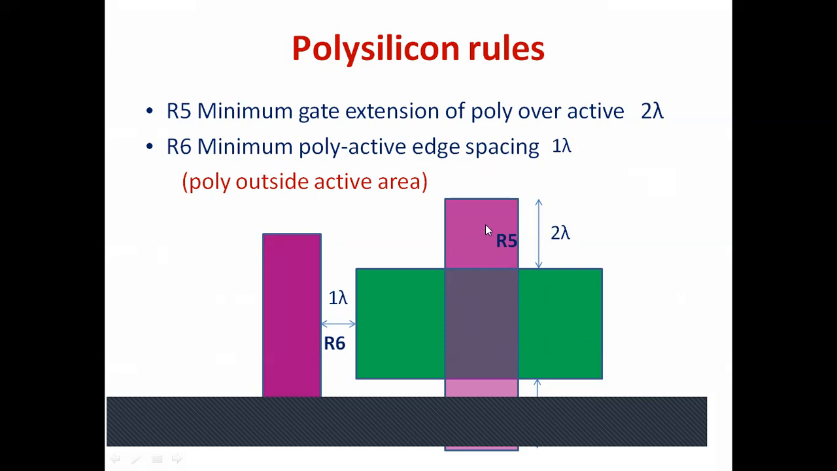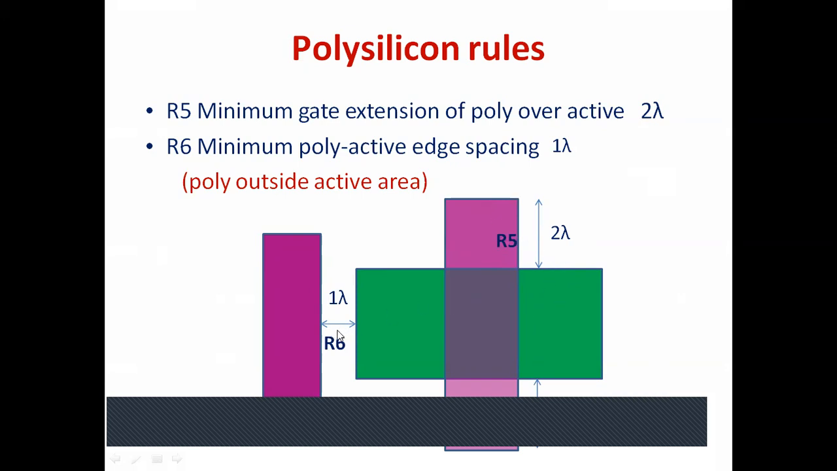Then there is a rule. What is that R5 rule? How much has to be the extension? There has to be an extension of polysilicon over active area. So this is active area and this is the extension. If you align these two masks together, R5 has to be 2 lambda. See, the extension of polysilicon, R5, has to be 2 lambda, right?